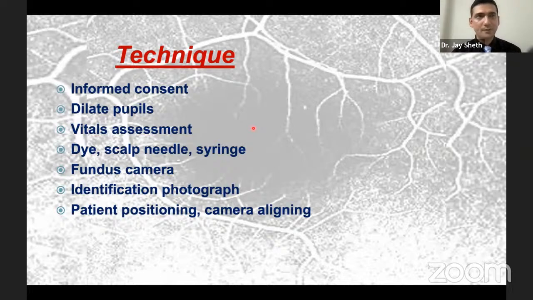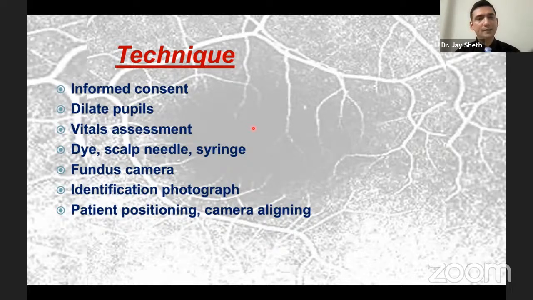Now, prior to performing a fluorescein angiography, it is always better to dilate the pupil. There are newer fundus cameras available that may capture these angiographies or the fundus photographs in a non-mydriatic state. But ideally, if we want to look at very peripheral lesions, it is best to get the pupils dilated. After that, we have to check the vitals of the patient, including the blood pressure, the pulse and the sugars, because many of these patients will be diabetics. So it is important to know that all these parameters are under control.